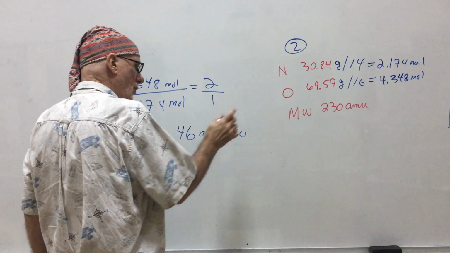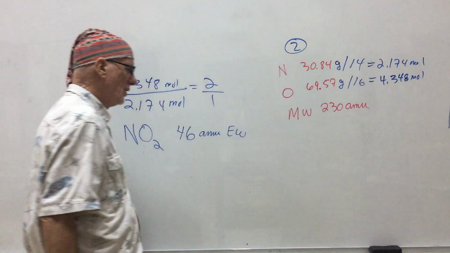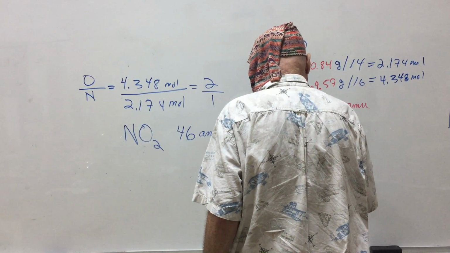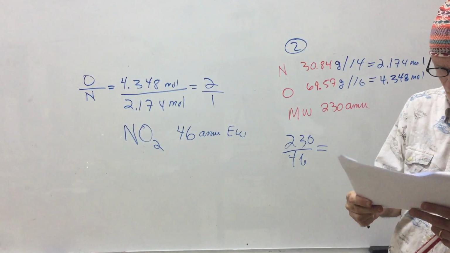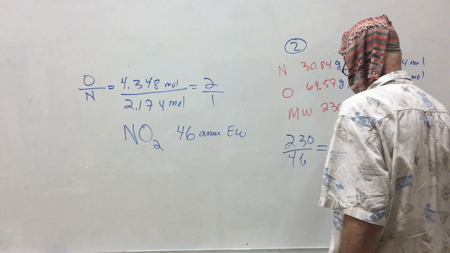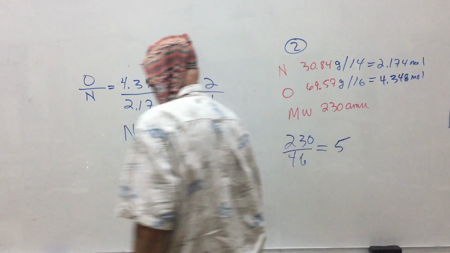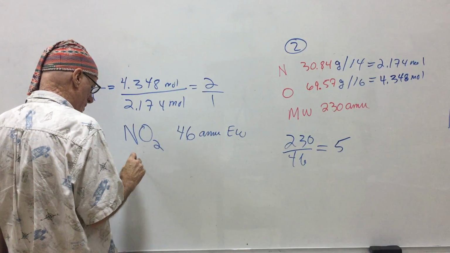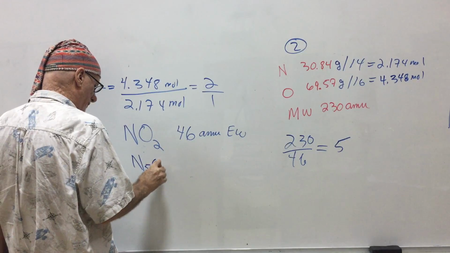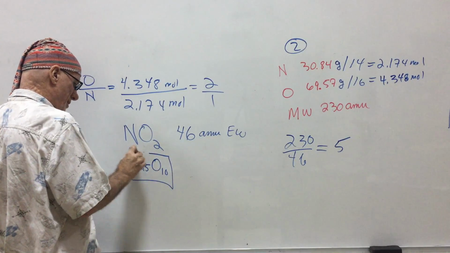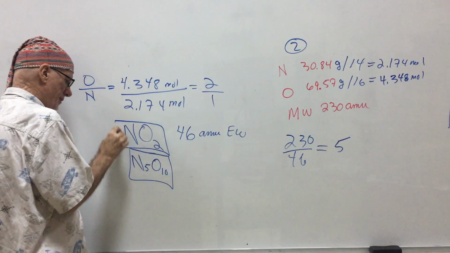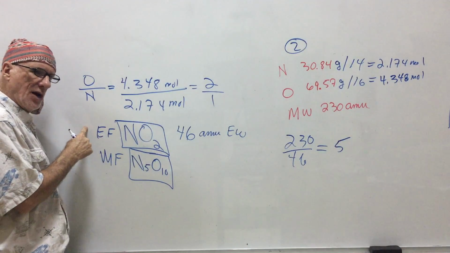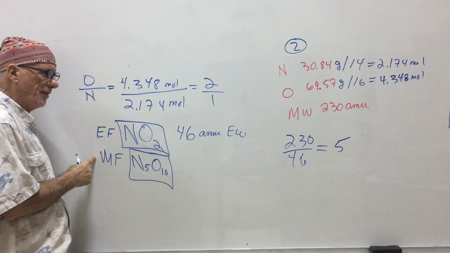Okay, good. The molecular weight is 230. So it'd be 230 divided by 46, and that's going to equal 5. So this is the lowest ratio, then you would say a factor of 5, a multiple, so it'd be N5O10. Empirical formula, lowest ratio. Molecular formula, multiple of the empirical formula.